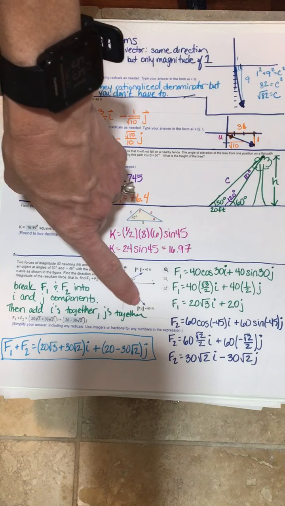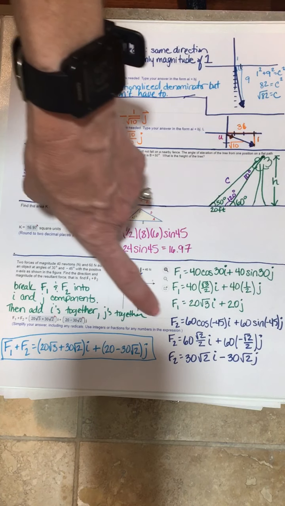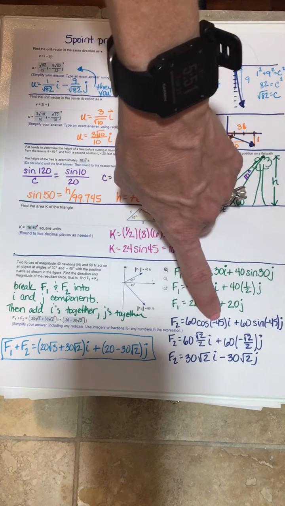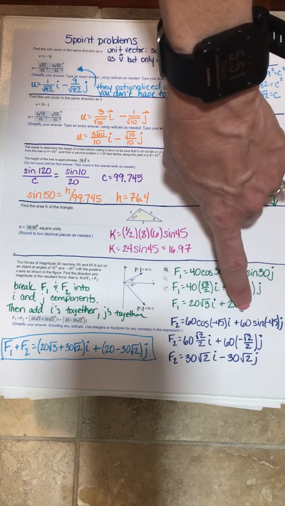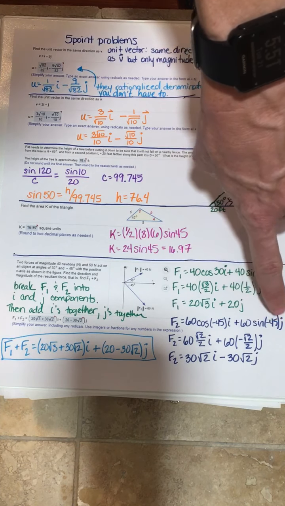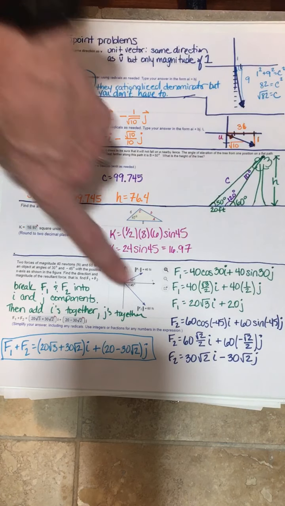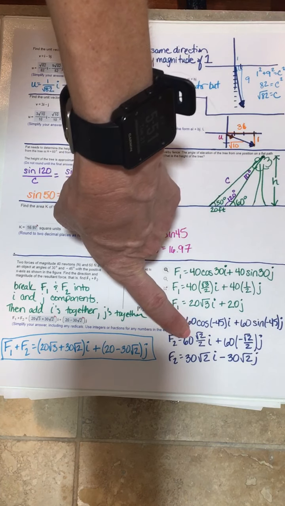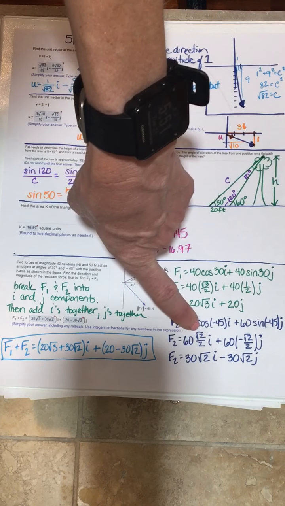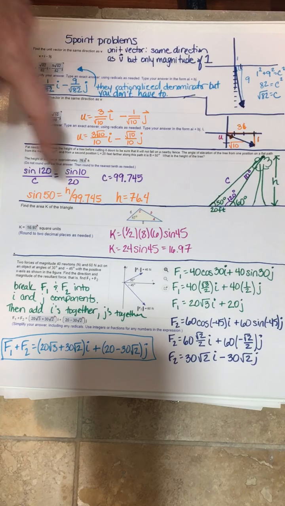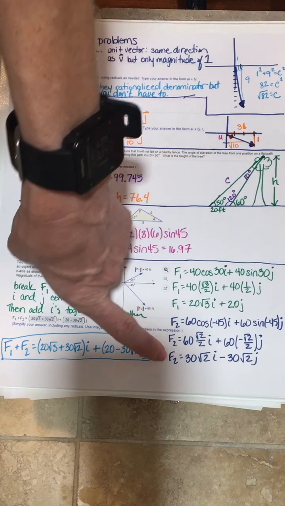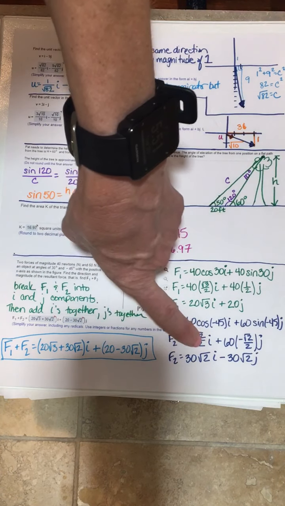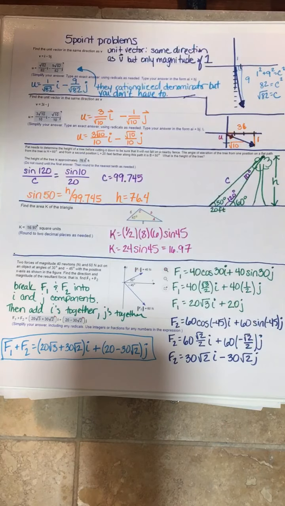So your second force down here, we're going to break it down into I and J. It's 60 times the cosine of negative 45 degrees I plus 60 times the sine of negative 45 degrees J. I rationalized the denominator, so instead of 1 over the square root of 2, I made it the square root of 2 over 2 because I knew it was going to simplify with the 60. And for force 2, we get 30 square root of 2 I minus 30 square root of 2 J.